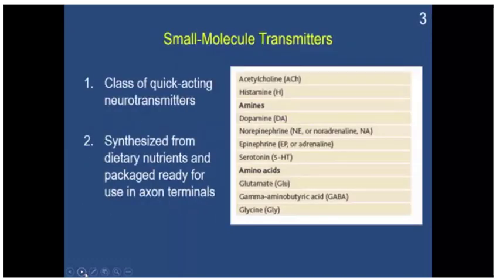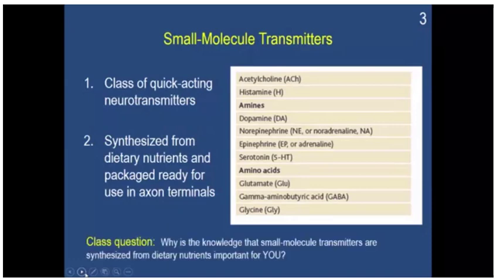The small molecule neurotransmitters were the first to be identified, and one of the things that's interesting about them is that they are readily synthesized from our dietary nutrients. Why do you think that's important for you to understand with regards to our diets? If our diet is the source of the backbone of these neurotransmitters, it is important that we have a varied diet where we get all these different types of things in.